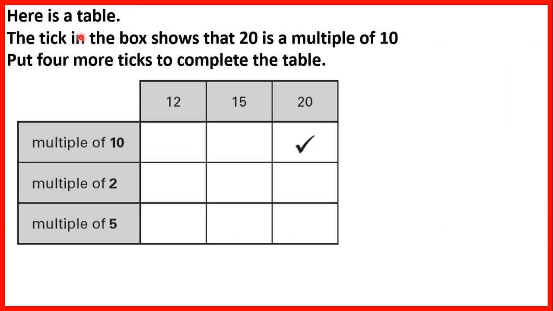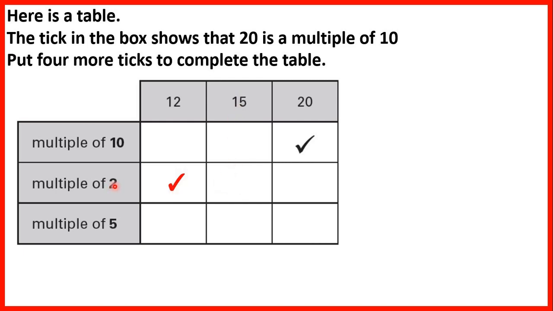Here is a table. The tick in the box shows that 20 is a multiple of 10. Put 4 more ticks to complete the table. So remember, a multiple of a number is in that number's times table. So 20 is in the 10 times table, but 12 and 15 are not, so we don't want to tick these boxes here. Now 12 is in the 2 times table, so it's a multiple of 2.